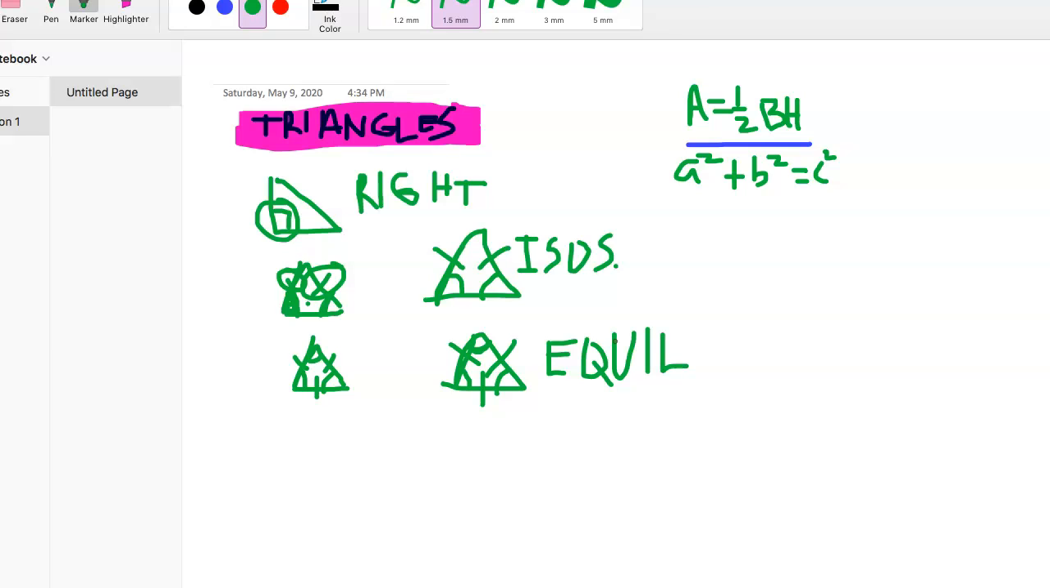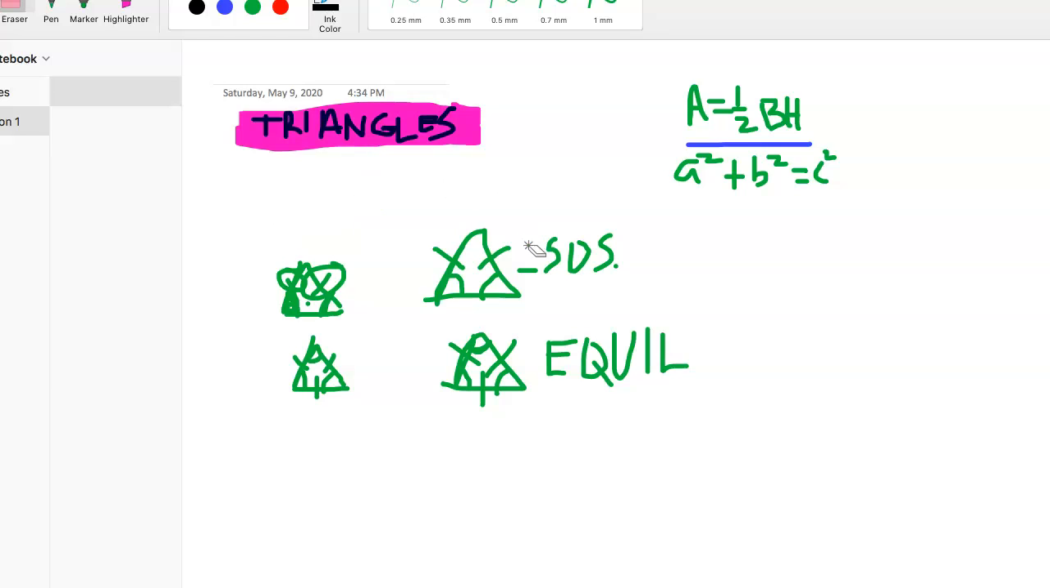So you got that right triangle with a little square inside the triangle representing 90 degrees; equilateral, all three sides and all three angles are equal; isosceles, two sides and two angles are equal. All right, so that's the triangle stuff, and you just got to know that. Not too hard to memorize those, though.